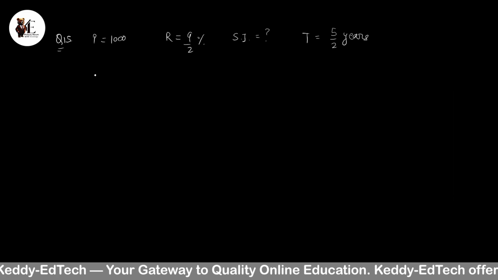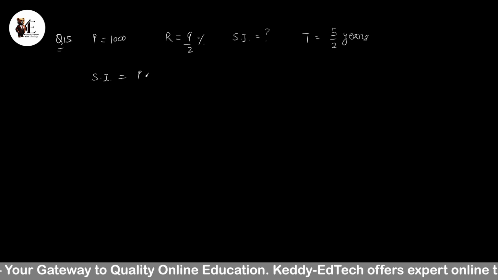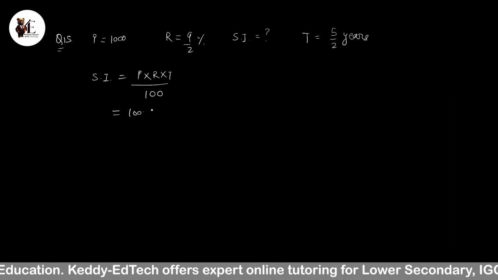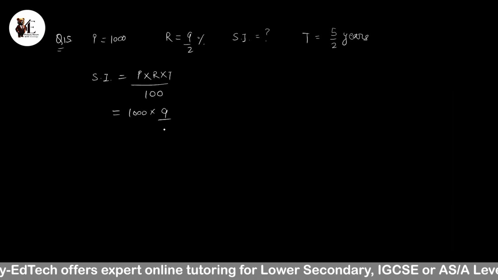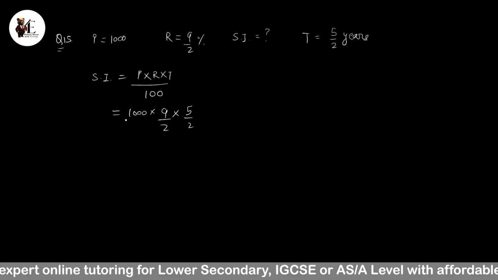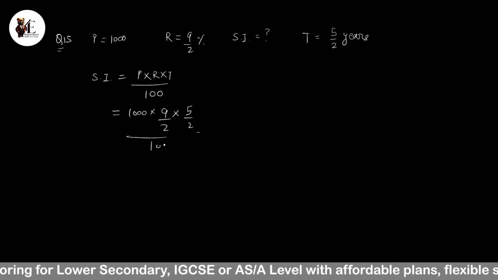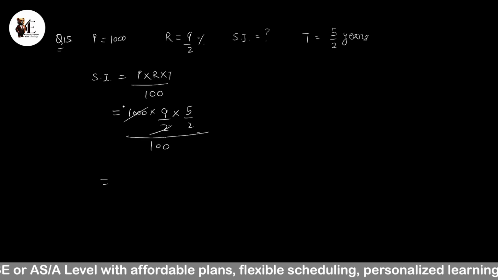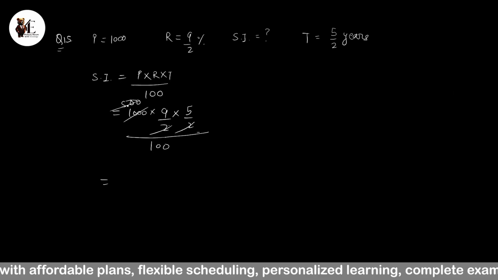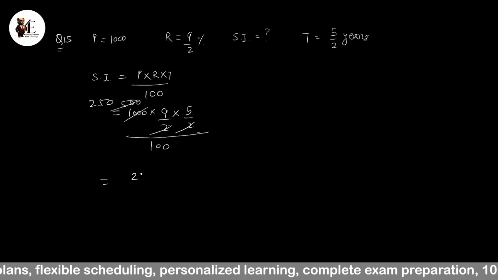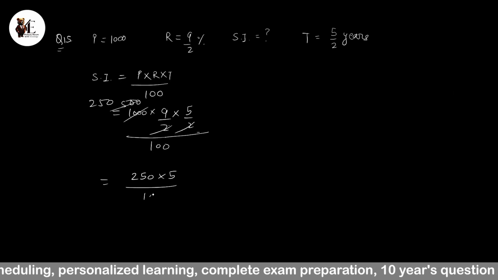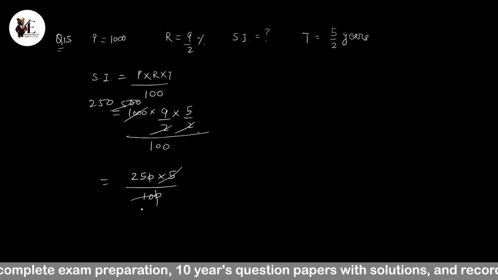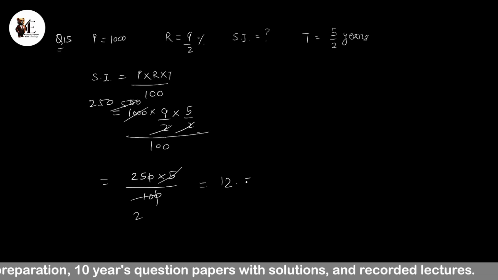So now using the formula for simple interest, that is principal multiplied by rate multiplied by time over 100. So principal is 1000, rate is 9/2, time is 5/2, and this whole will be divided by 100. So 1000, when I divide 1000 by 2, I will get here 500. Again, if I divide 500 by 2, I will get 250. So now I have 250 into 5/100. So one of the zeros will be cancelled out. 5 will cancel 2. So my answer will be 12.5.